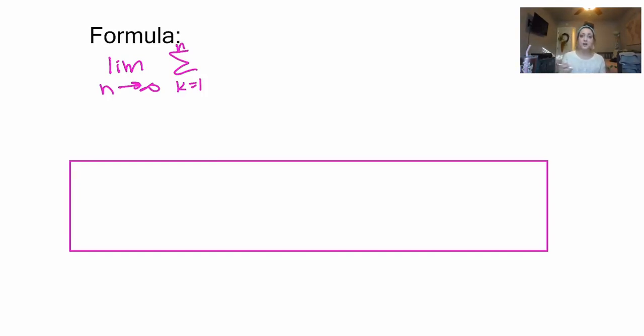Infinite number of rectangles. All right, now my rectangles, the formula is always height times base. The height that we just got was f of a plus k delta x, right? I have to move over delta x each time, and then times the base, delta x, okay? That is the kind of clunky, non-elegant notation.